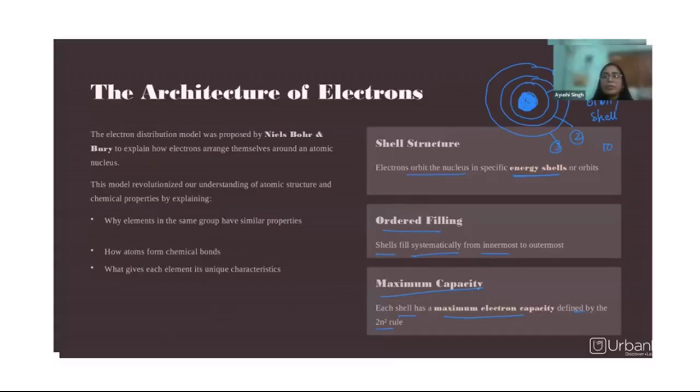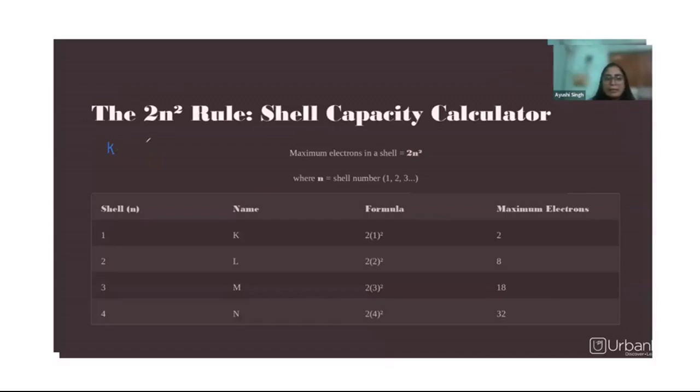So if we talk about the 2n square rule for electrons, K is the first shell, L is the second, M is the third, and N is the fourth. Not exactly four, there can be more shells, but so far we are talking about these. So let's take 2n square again and try to figure it out.